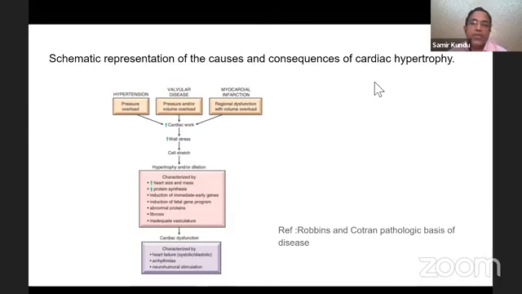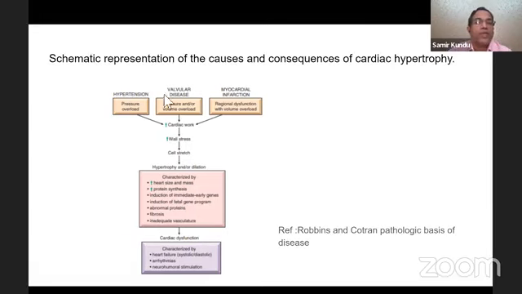New sarcomeres assemble in parallel to the long axis of the muscle cells. As a result, the cross-sectional area of the muscle increases and hypertrophy occurs. But in case of volume overload, the increased sarcomeres are arranged in series with the existing sarcomeres. As a consequence, stress and dilatation occur.